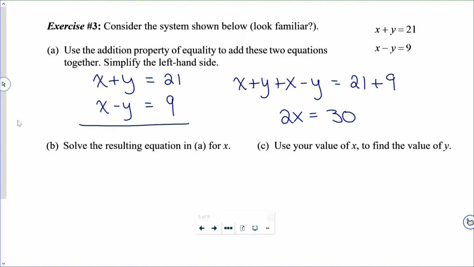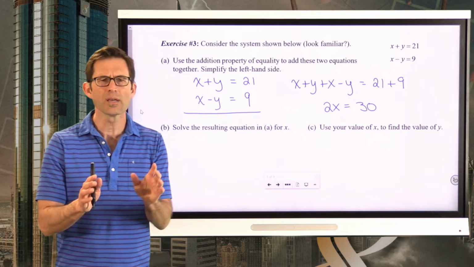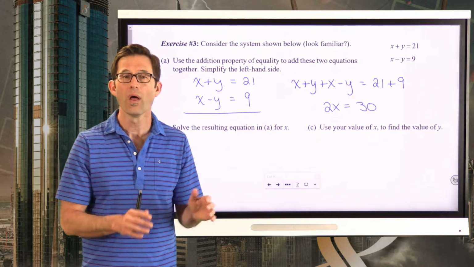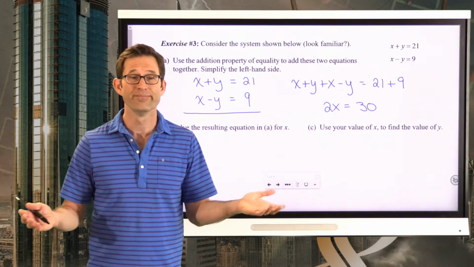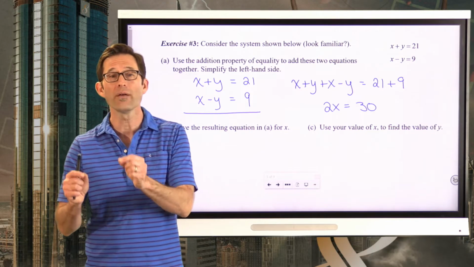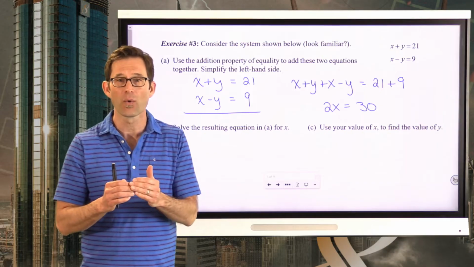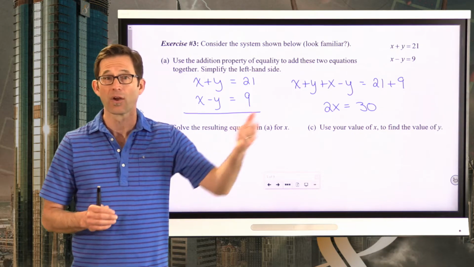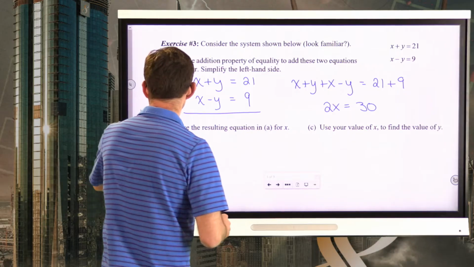Now let's take a look at letter B. Solve the resulting equation in A for x. And I can do that now, right? Just like substitution got rid of a variable, the method of elimination, just think about the name, elimination, we're going to eliminate one of the variables by adding the equations together. Okay? And of course, this is an easy equation to solve.